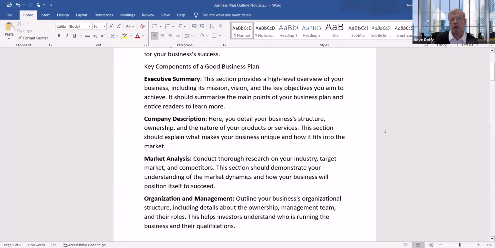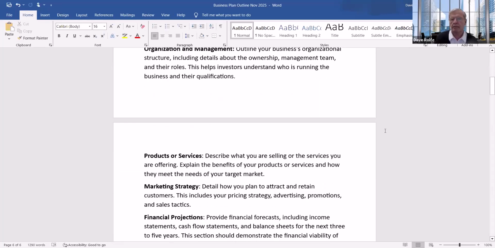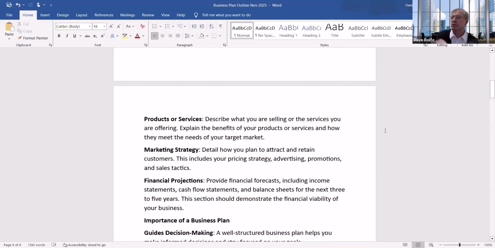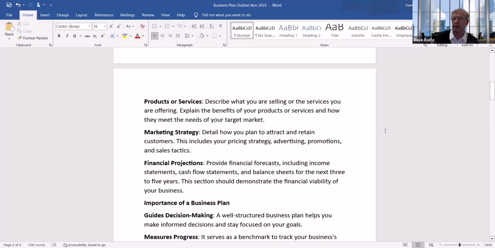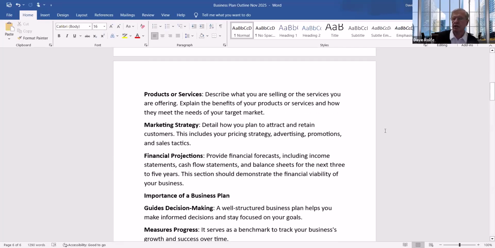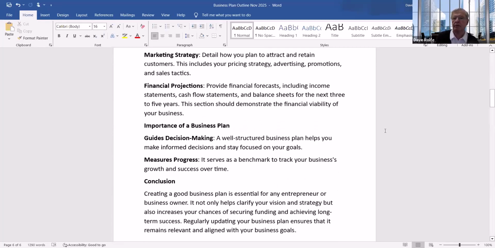Okay, market analysis, organization management, what you're doing, what's your team, where you're going, why, products and services. This is what the internet has said about a business plan, not me. Financial projections. We're not supposed to do that, but that's another story. Okay, what's the importance of a business plan? Guides decision making. It's the whole purpose of it. A well-structured business plan helps you make informed decisions and stay focused on your goals.